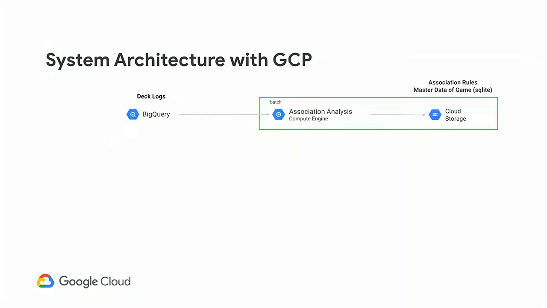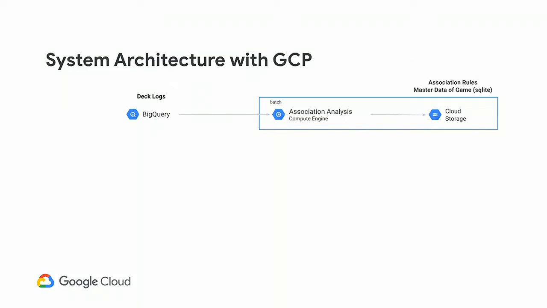Next, I'll show the system architecture of the deck recommendation with GCP. The deck logs are saved in BigQuery, which are used to extract the rules. We set the cron scheduler to perform the batch processing of the association analysis in Google Compute Engine. And in order to catch up with the trend decks with the latest characters, we are performing the batch processing every day.